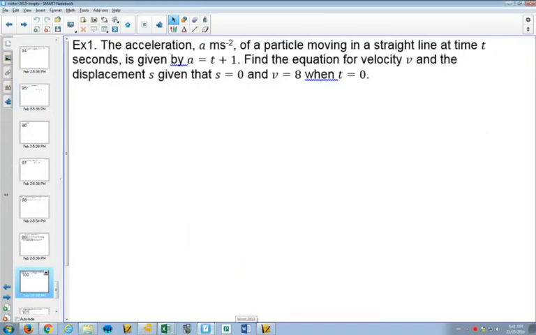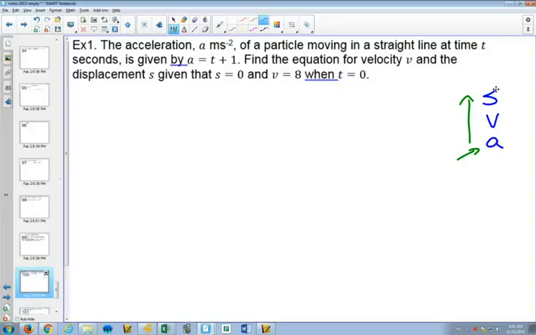All right. So we got an acceleration formula. I don't know if it's going to be helpful to write s, v, a off to the side so you can remember which direction you're going. But we've got a formula for acceleration: acceleration is t plus 1. We want to find the equation for velocity and the equation for displacement. And we're given some important information: when t is equal to 0, the velocity is 8 and the displacement is 0. So starting off, we have acceleration, and we're going to work backwards to find these other ones.